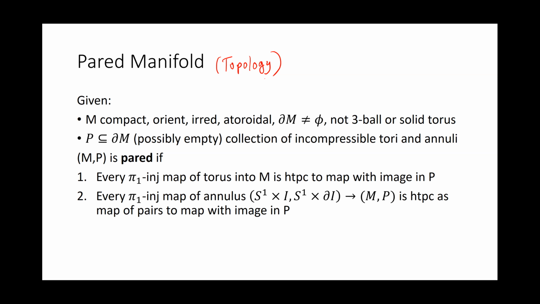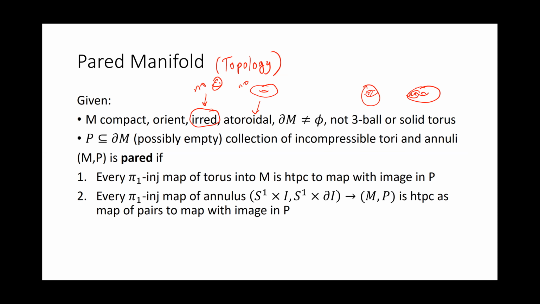It has to be compact, oriented, irreducible. This means there are no essential 2-spheres. Atoroidal: there are no essential tori. We're going to take a non-empty boundary. Otherwise, we would be talking about closed manifolds, which is a different talk. And we're never going to take a 3-ball, and we're never going to take a solid torus.